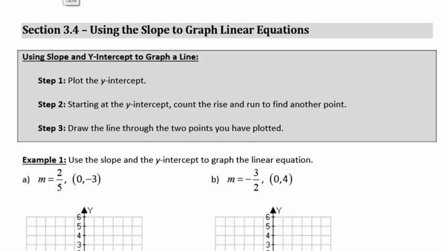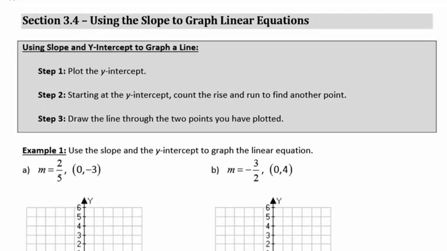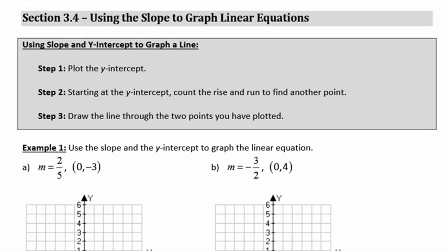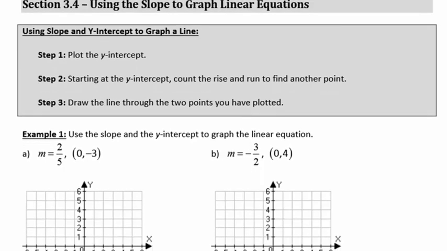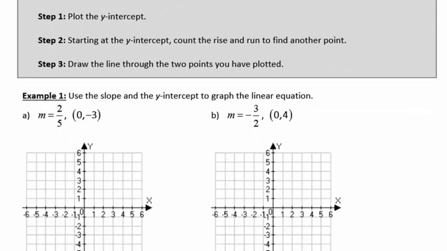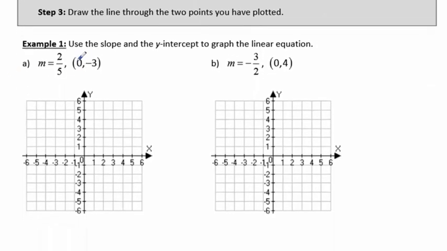Section 3.4 is on using slope to graph linear equations. As we can see in this table here, the steps for using slope and the y-intercept to graph a line are to first plot the y-intercept, then starting at that point, count rise and run to find another point. So I'm going to start at the y-intercept for the first line here, 0, -3, and draw my ordered pair.